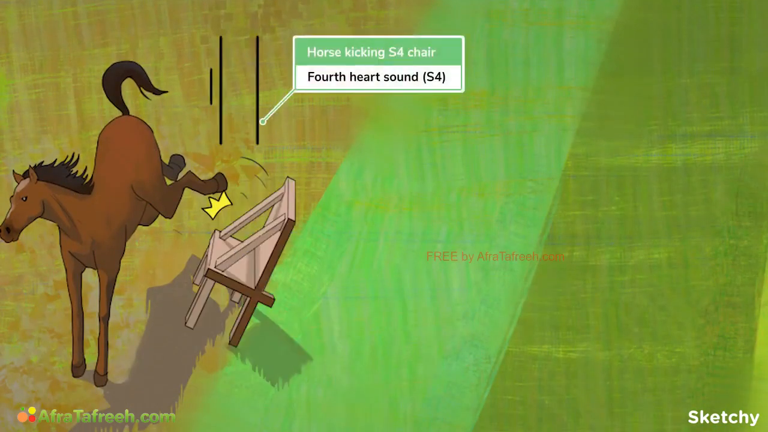It is thought to be caused by vibrations produced from the atrium contracting and pushing blood into a stiff or non-compliant ventricle. S4 is sometimes called an atrial gallop, which is why it is depicted here by the heart sound-like lines generated from this horse, kicking over a super stiff S4 chair. If S4 is heard, it is always considered abnormal and may be indicative of ventricular hypertrophy.